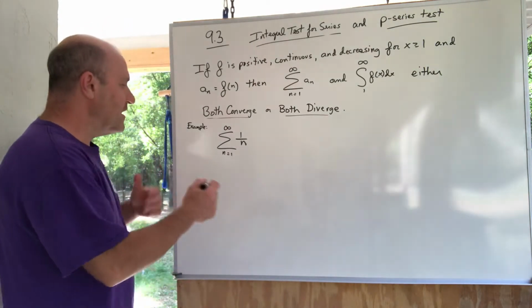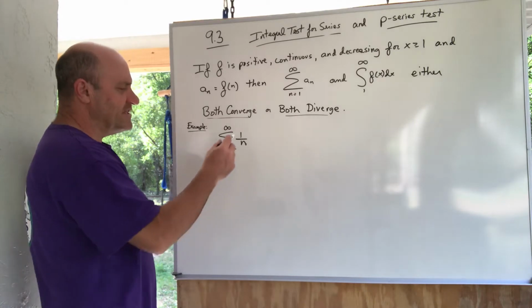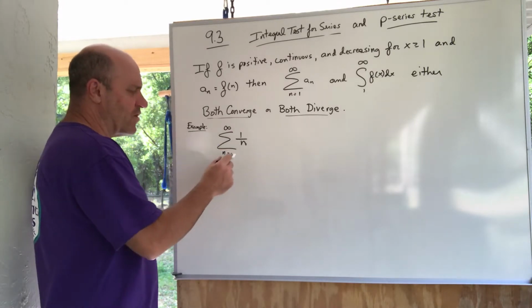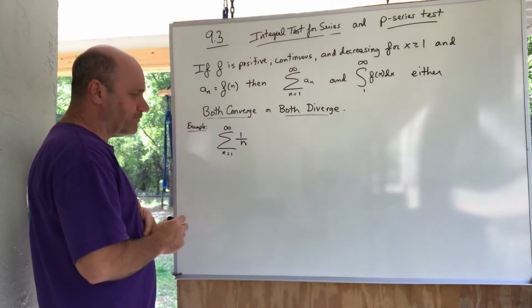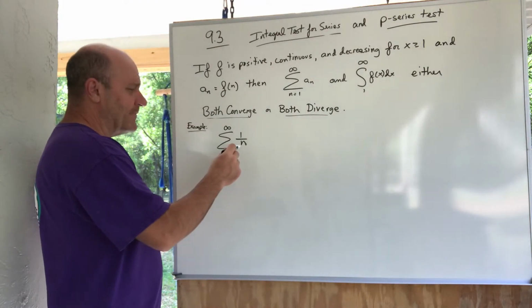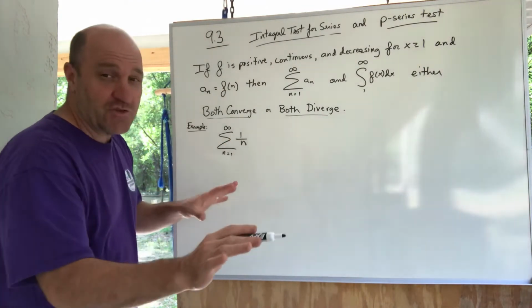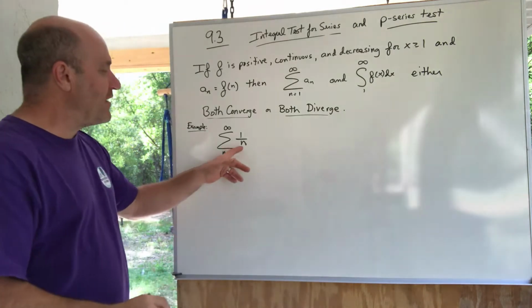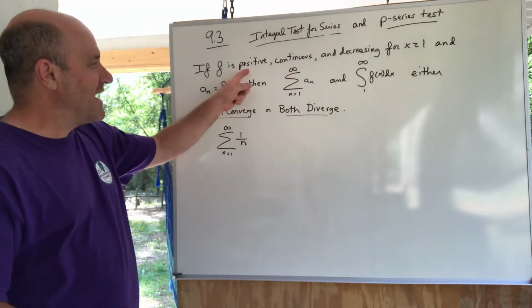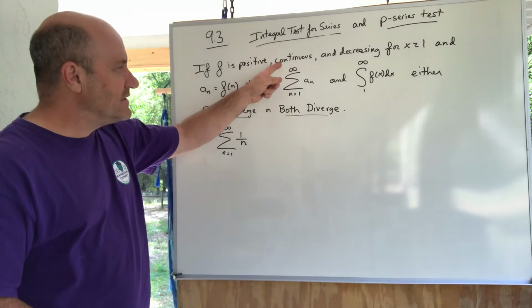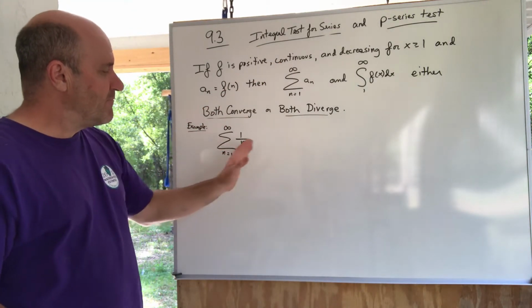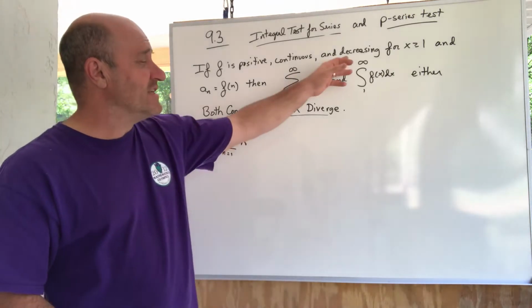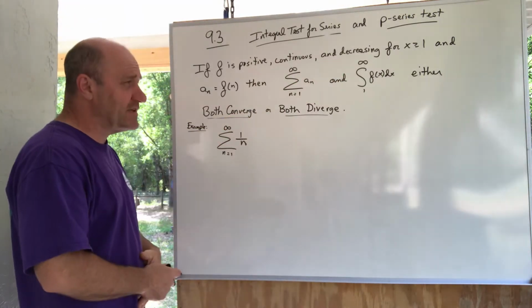We'll try this one for an example. This is a famous series, by the way, this 1 over n. It's called the harmonic series. Maybe I should make sure it meets the requirements. For n greater than or equal to 1, is it positive? Is it continuous? It is. It's discontinuous at 0, but for x greater than or equal to 1, it's continuous. Is it decreasing? Yes, it's decreasing.